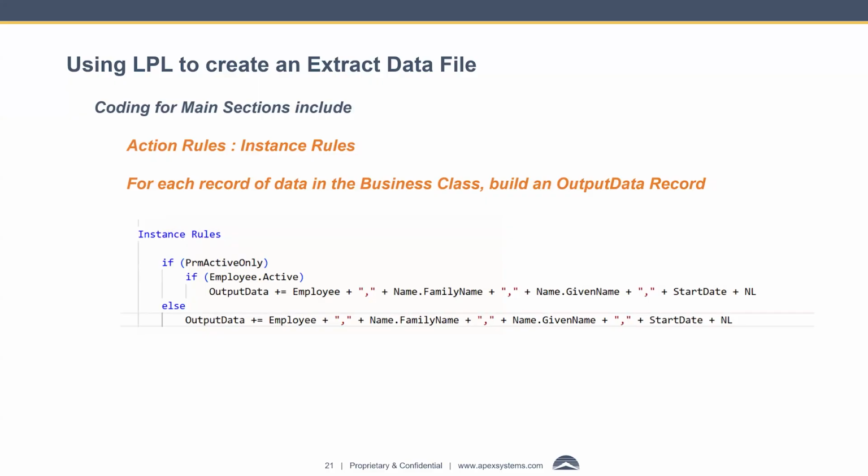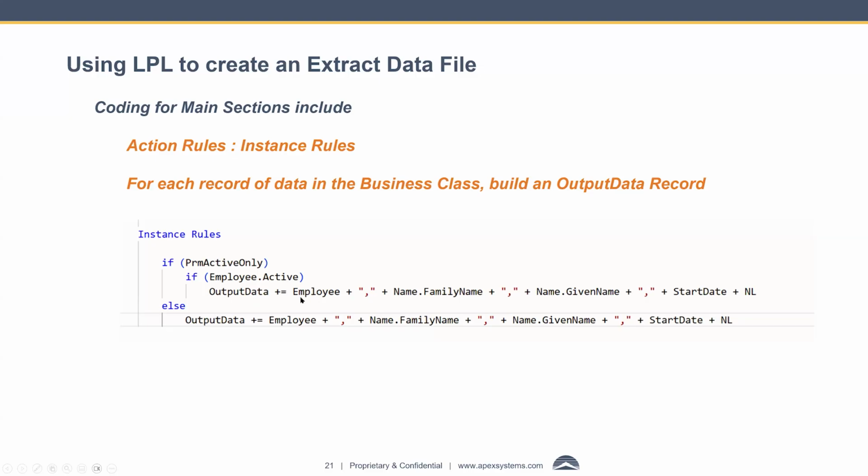Within those action rules, I would then specify the instance rules. What this means is what is this LPL coding supposed to do for each individual record that it selects? So for that instance or that record, I want to provide some logic and say, well, if the parameter that was passed from the user says I only want to have active employee records, that means if the employee is active, or if the employee.active, then I want to build this output data record and say, well, this is my data structure.